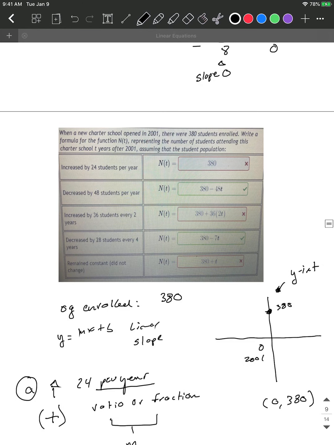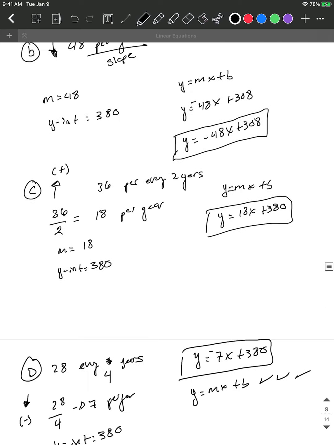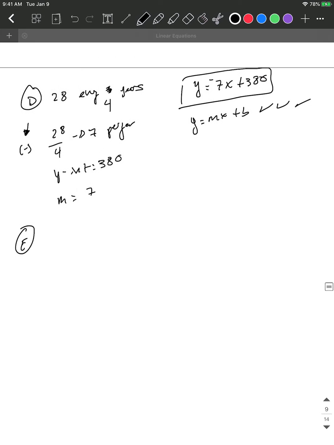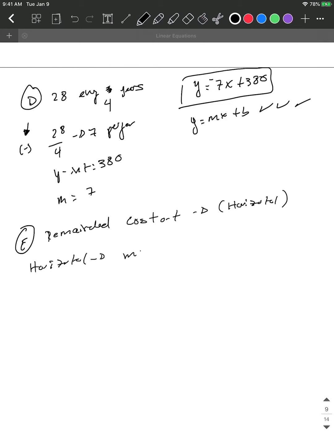All right, now E is the last one, and we'll go ahead and finish up this problem. Remain constant, did not change. If y'all see my other videos, remain constant is a key word. Remain constant is another way of saying horizontal. Horizontal leads us to believe that m is equal to 0, or we have slope is 0.